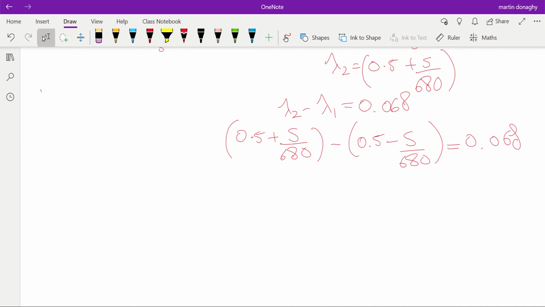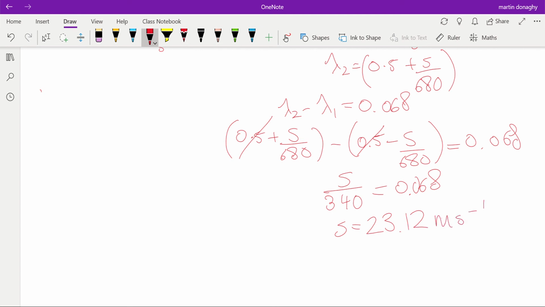Working out the left hand side of that equation, the 0.5s will cancel out, and the minus and the minus of the s in the second bracket will actually turn into a positive, so we get 2s over 680, or s over 340, is equal to 0.068, and then if we multiply that out, it gives us that the speed of the car is 23.12 meters per second.